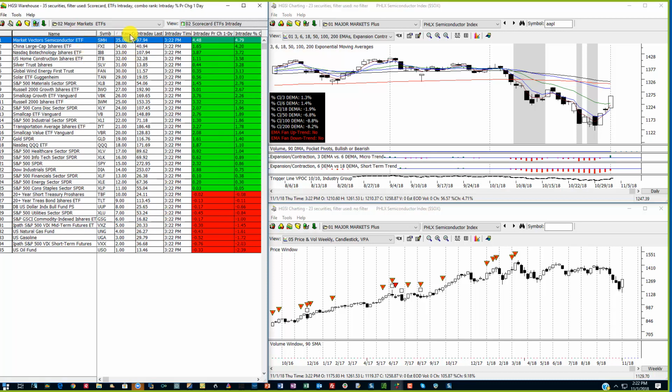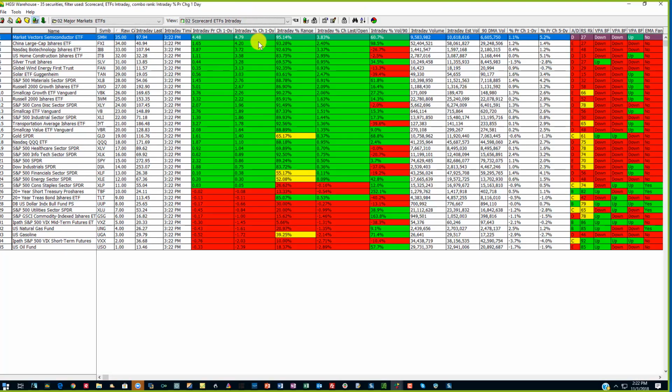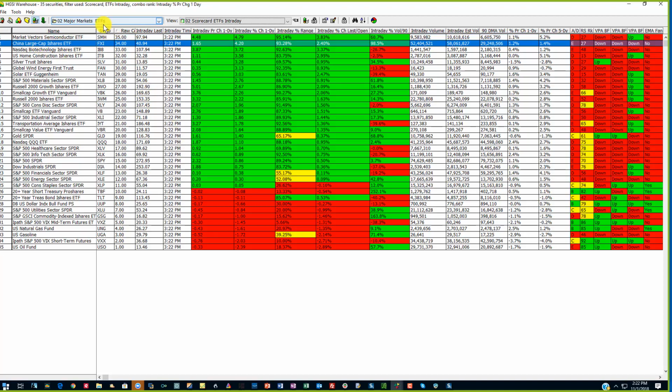What do you see here? Sorted on the raw combo, we see a different view, but the market vectors semiconductors are at the top of this view too. I'll open this up all the way so we can see it, and you can see that the percentage price change is 4.79%. This group is trading at the top of its range, or near the top of its range, at 95.14%.